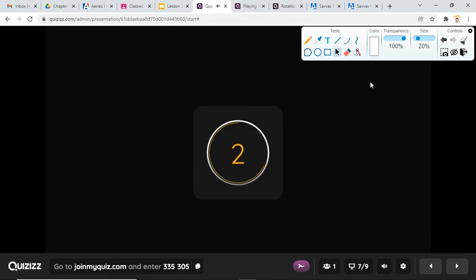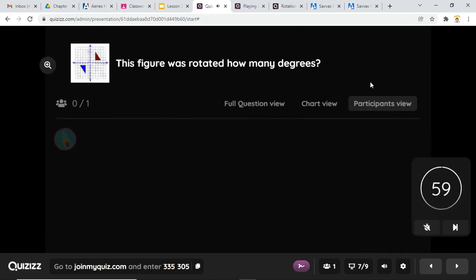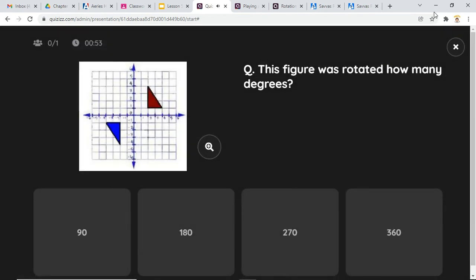All right, another question for us here. This figure was rotated how many degrees? So do you think this figure was rotated 90 degrees, 180 degrees, 270 degrees, or 360 degrees? As a hint, think about what quadrant that figure is in.